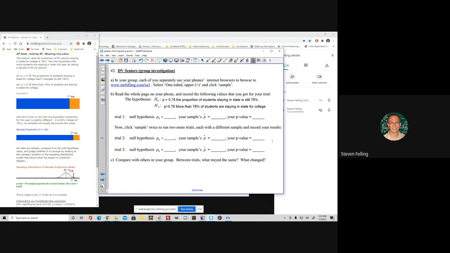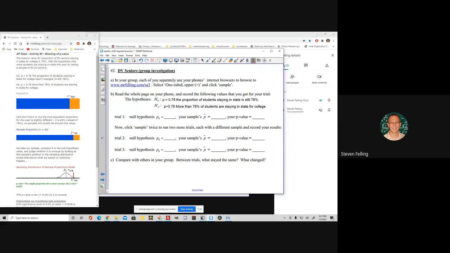Okay, so now we're going to run a trial, and here's a kind of picture of the population. So we would not know this actually. I've programmed this to say that in this particular group of students, this year of DV seniors, 84% of them happen to be staying in state. But we typically would not know this. So the true population proportion for this year is not 78%. It's actually 84%. So the samples that we take are going to cluster around this value because this is the true value.